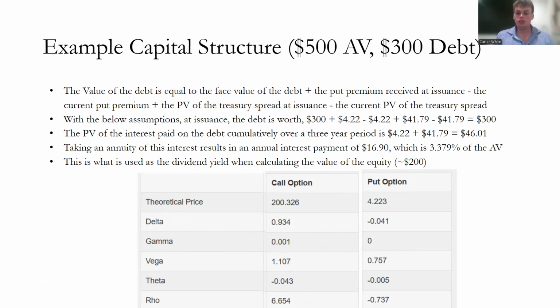And then you can see that the call option is going to be worth around $200, which makes sense, right? Because the asset value is 500. It's just kind of a rounding error. 500 minus 300 should equal 200.